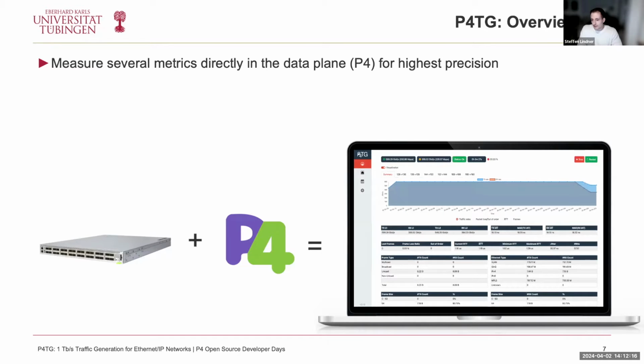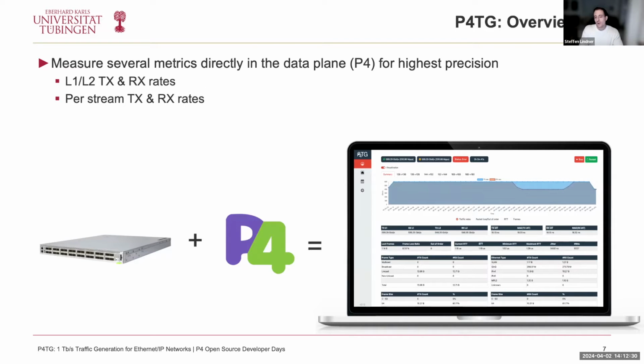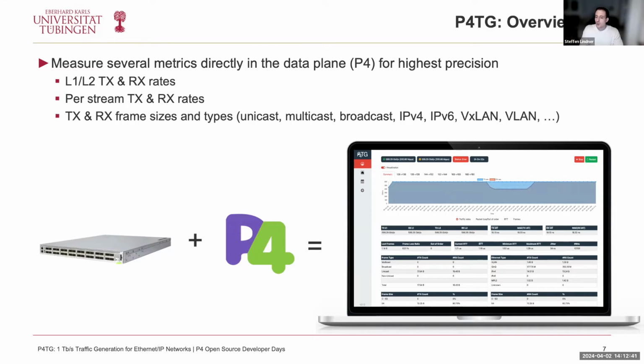We not only generate traffic, but also measure traffic and analyze it. And we do that directly in the data plane with P4 for the highest precision. For example, we measure the layer 1 and layer 2 send and receive rates. We also measure these rates individually on a per stream basis. We can define several streams with P4TG, and then we can monitor each stream independently. We also measure the send and receive frame sizes and types, like unicast, multicast, VXLAN, and so on.